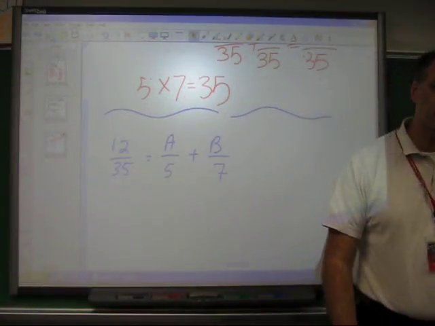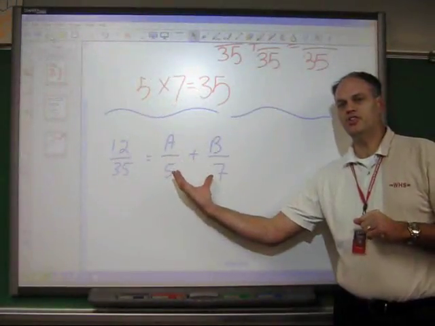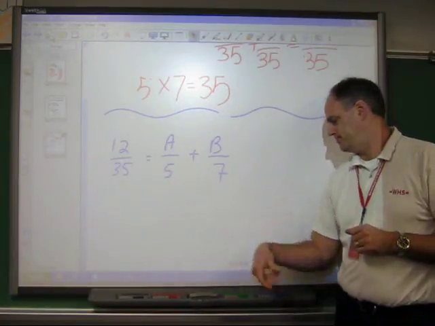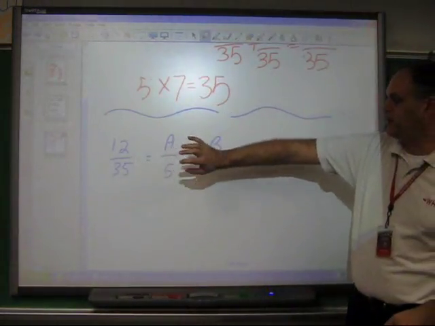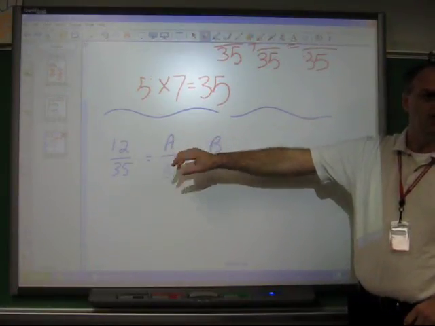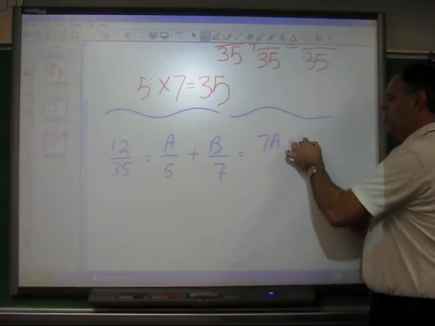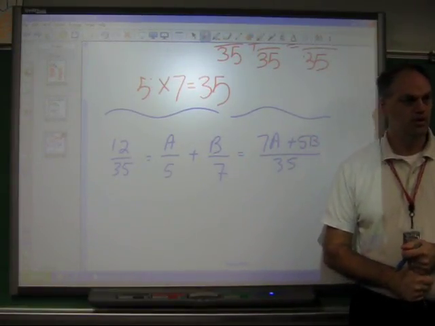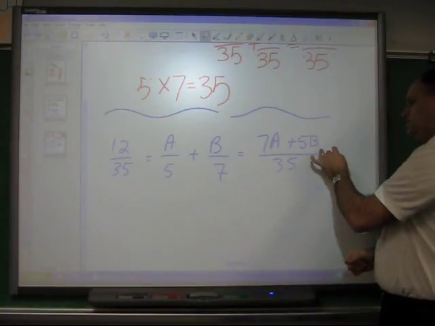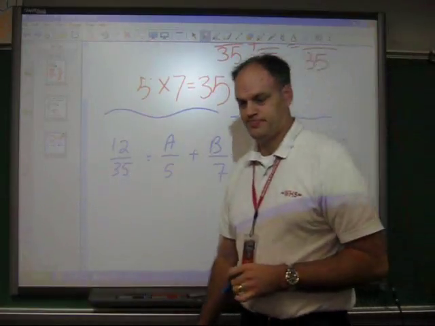Now, from a process standpoint, we're going to look at this and say, what would I have to do to this problem to actually add them together? Well, don't I have to multiply this one by 7 over 7? Yeah. Multiply this one by 5 over 5? Yep. So 7a plus 5b over 35. And that is supposed to equal that 12 over 35. That really is kind of like a first statement.